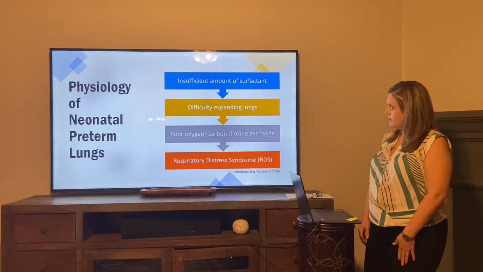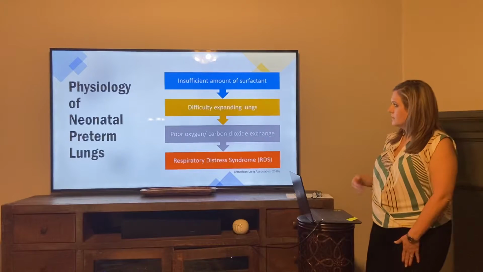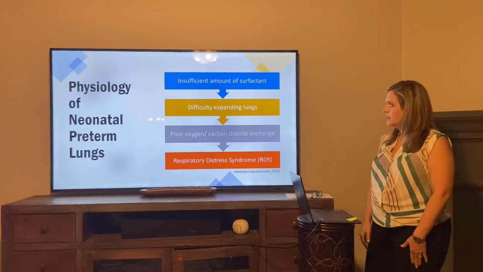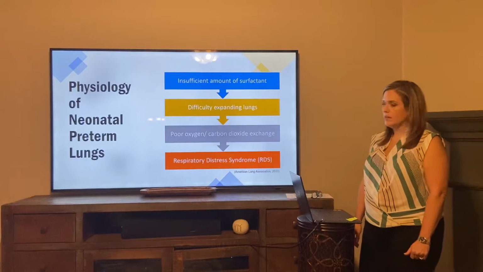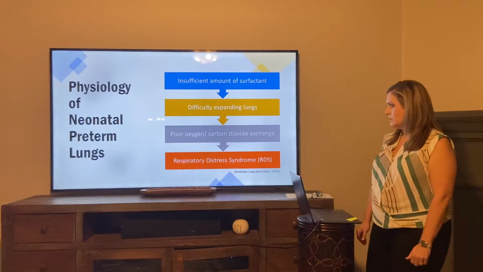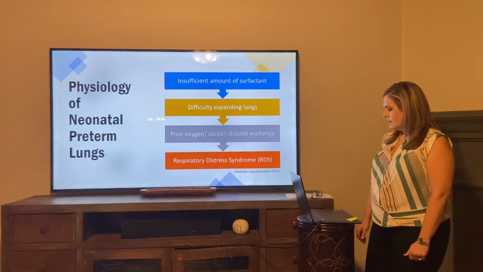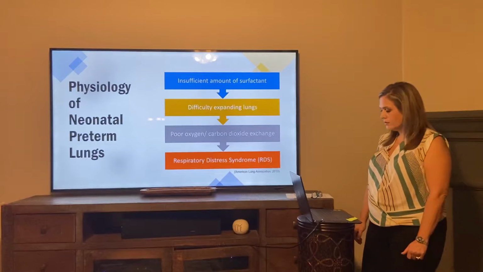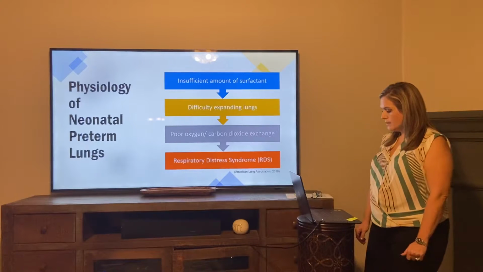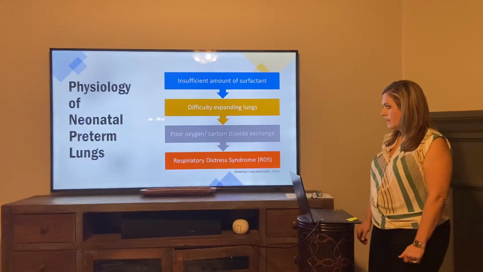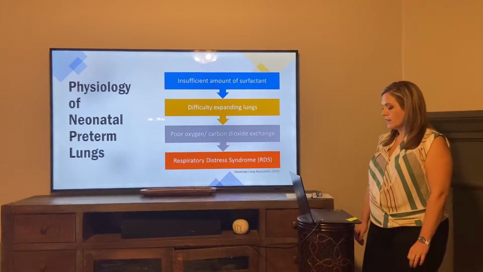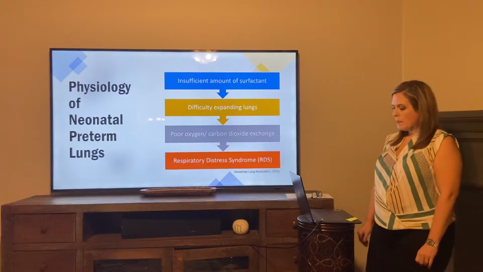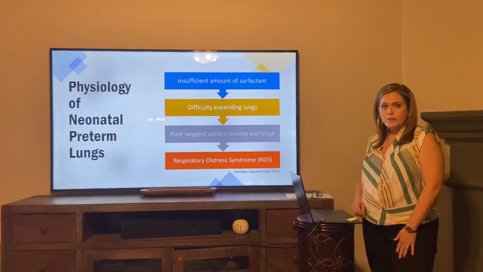When we do not have sufficient surfactant, the lungs have difficulty expanding because the alveoli are not lubricated, and that leads to poor oxygen and carbon dioxide exchange, which can then lead to respiratory distress syndrome. If this is the case, infants may still require respiratory support at delivery. Other risk factors that can lead to respiratory distress syndrome include Caucasian race, male gender, maternal diabetes, and family history.